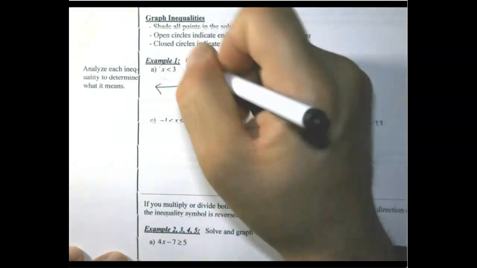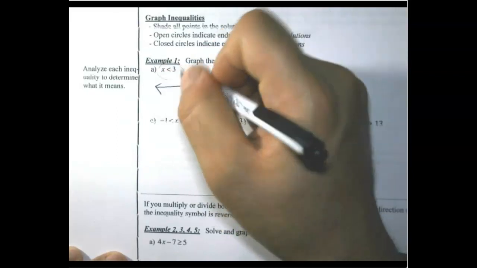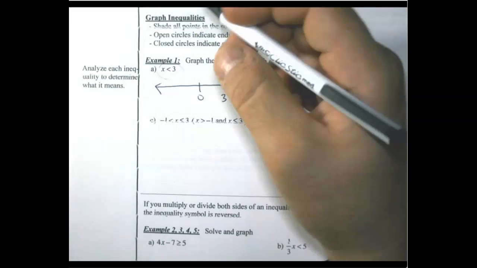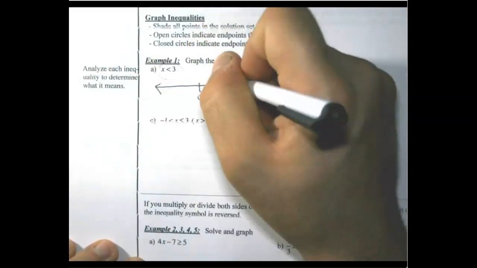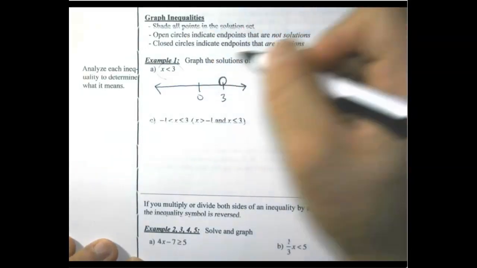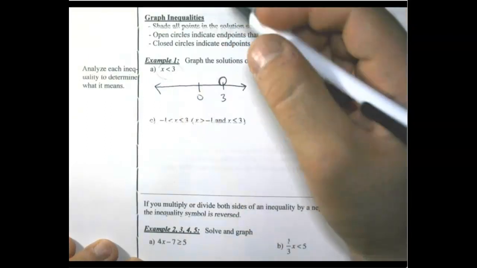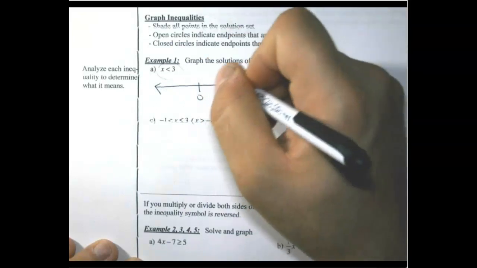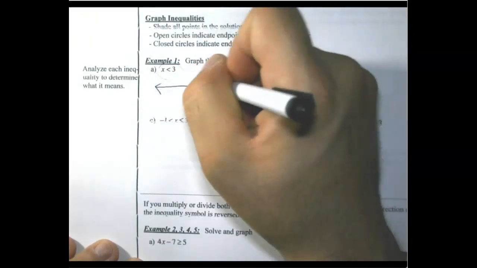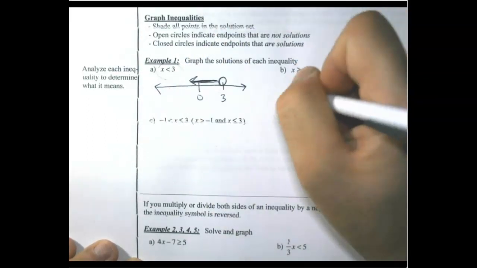I normally will mark 0. I also will mark the number I need here, which is 3. And if this says x is less than 3, you have to know your symbols, but either way, if x is less than 3, that means I leave an open circle at 3. Right here it indicates open circles are not solutions, and the closed circle indicates endpoints that are solutions. So anyhow, it's less than 3. Since it can't equal 3, open circle. And then since it's less than, I would shade or point left.